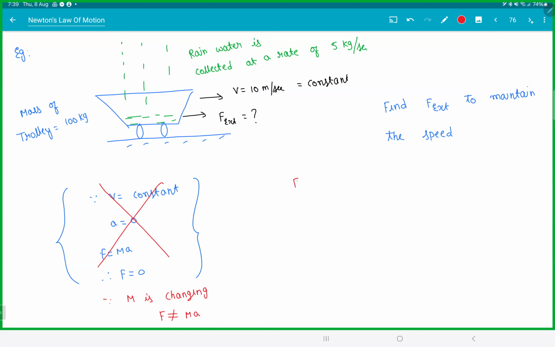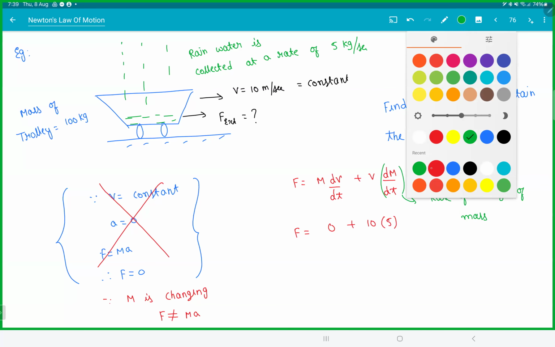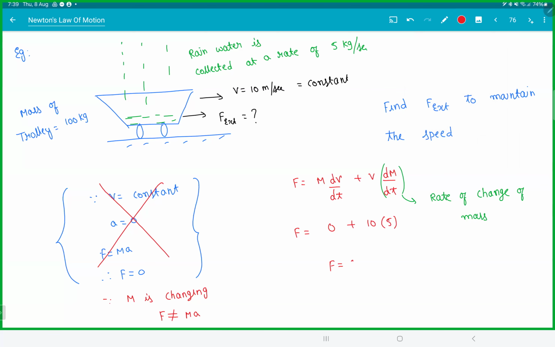So you go back to the formula there. What is that? M into dv by dt plus v into dm by dt. So F is equal to, this term will be 0 because v is constant. V is 10 meters per second and dm by dt is 5. What is dm by dt? Rate of change of mass. So every second, how much is the mass changing? So we actually don't need the trolley's mass. We are only interested in the rate at which the mass changes. Therefore, we get F external is equal to 50 newtons.